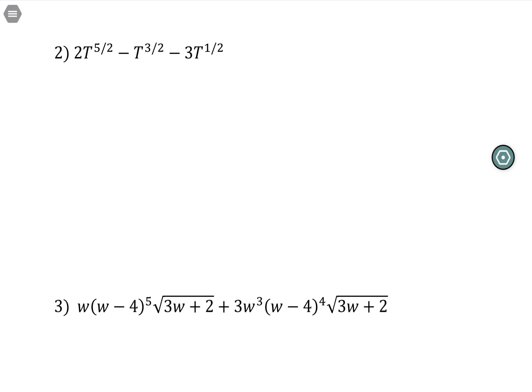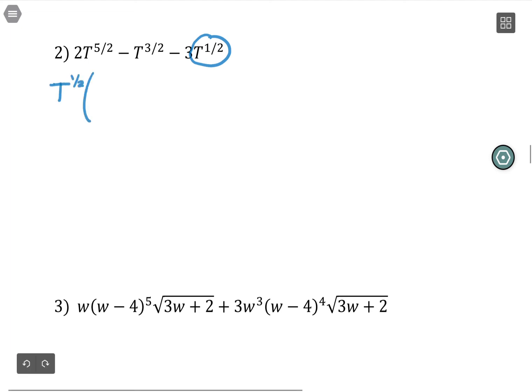This one, I do think I have a common factor. So I wouldn't rewrite this as roots if my goal is to factor it out. I think it's easier to think about if you have the fractional exponents. So I can take out the biggest power of t I have, which is t to the 1/2. They all have t's in them, so I'm going to take out a t to the 1/2. I don't see that I can take out any constant. My coefficients are 2, 1, and 3, so I don't see anything to take out there.